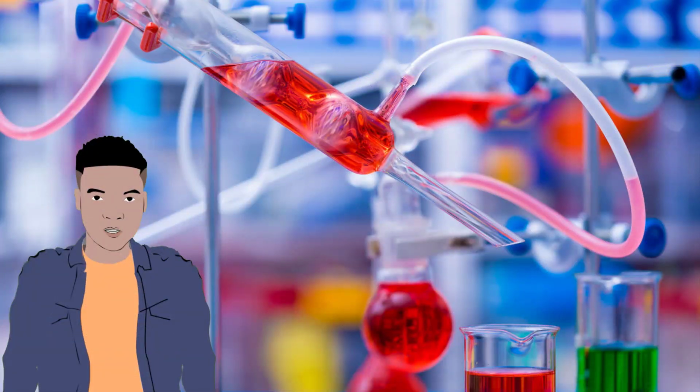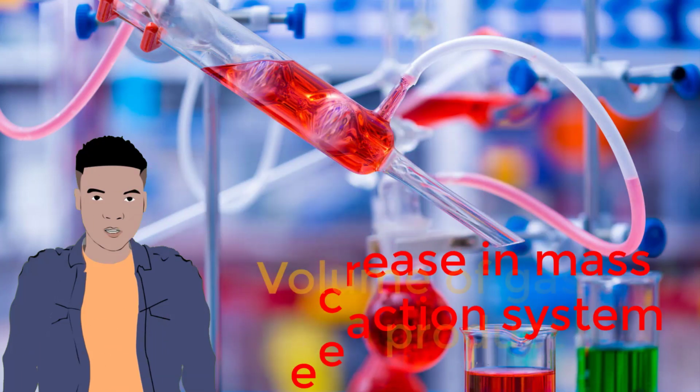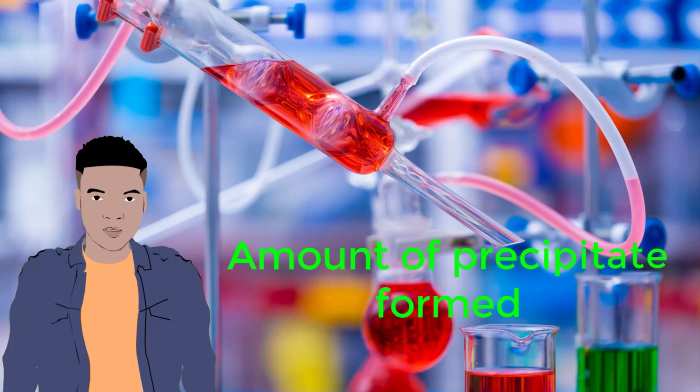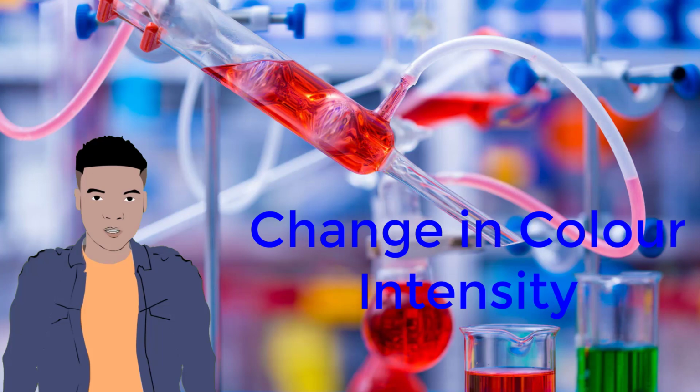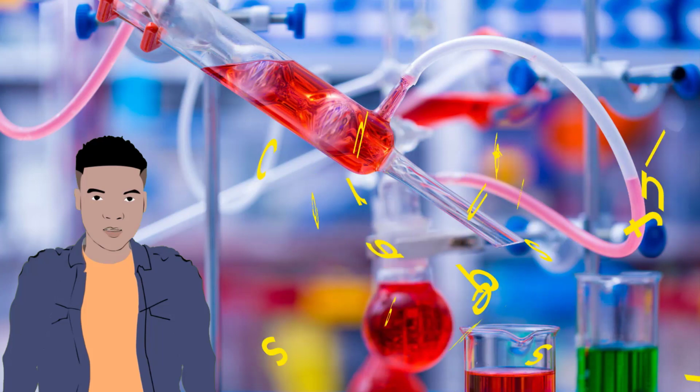Now we move to ways of measuring reaction rate. Concentration is one of the properties of a reaction that can change with time. The following properties can also change with time and can thus be used to measure rate of reaction. 1. Decrease in mass of reaction system. 2. Volume of gaseous product. 3. Amount of precipitate formed. 4. Change in color intensity. 5. Change in pH. 6. Change in total gas pressure.